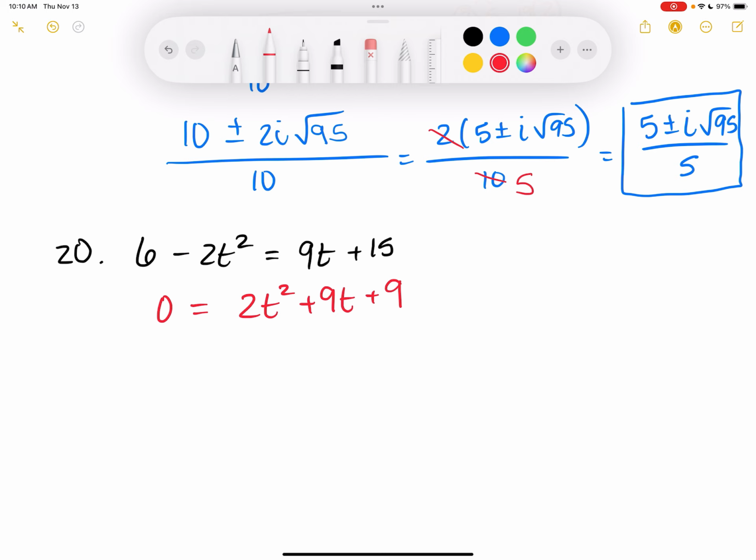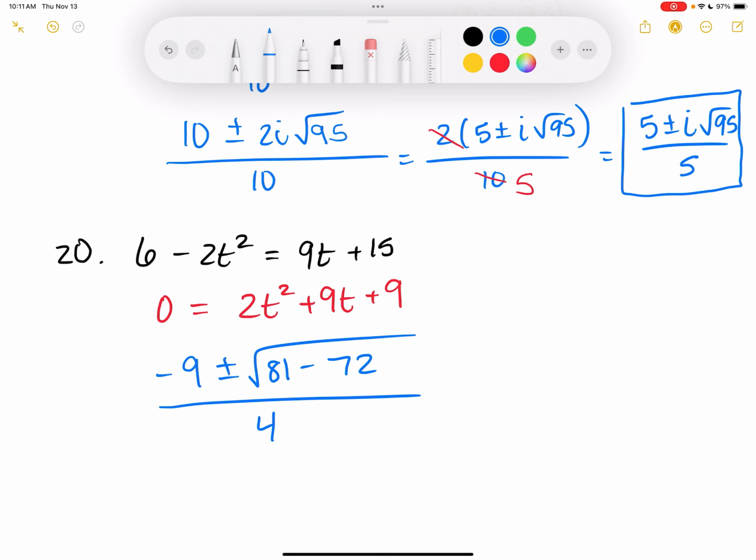So now we have a positive b value this time. So I'm going to have negative 9 plus or minus the square root of 9 squared, which is 81, so I'm going to go ahead and write it that way, minus 72, 4 times 2 times 9. So we've got 72, all over 2 times 2, which is 4. So you're welcome to do it just like I just did it. If you need to write everything out, you can also do that.